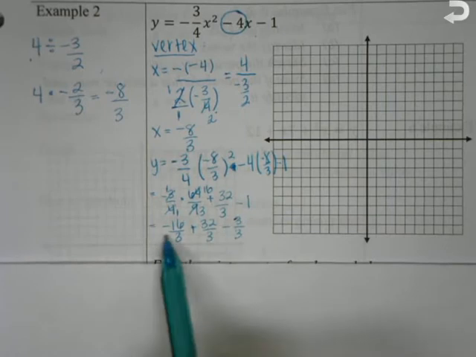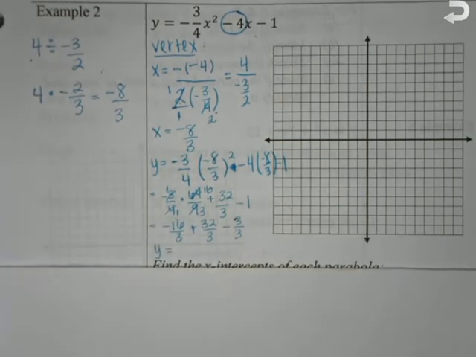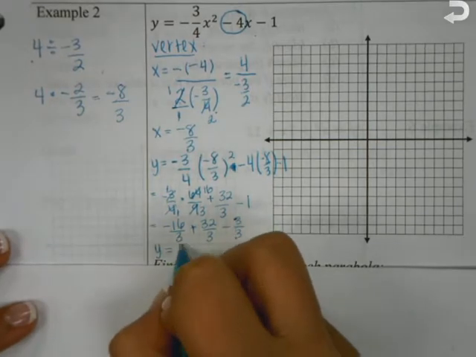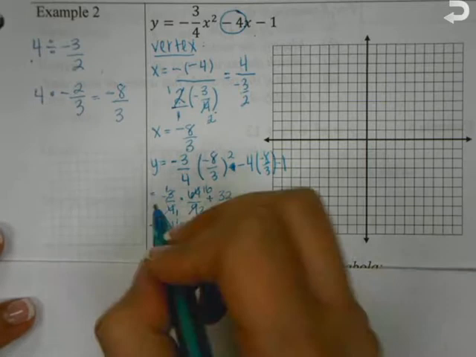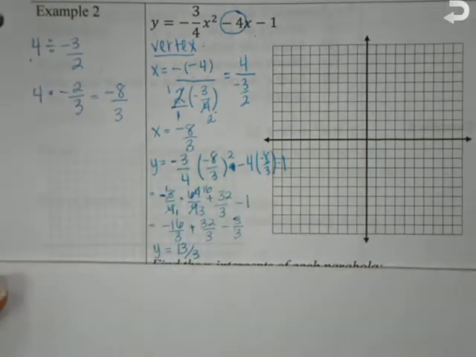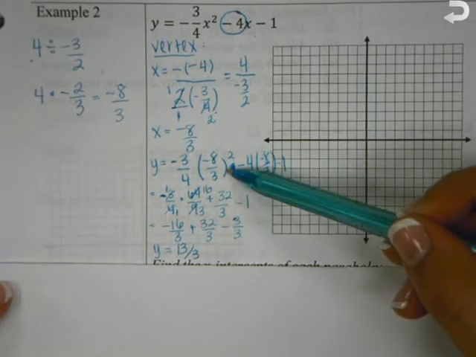-16/3 plus 32/3, minus 3/3 gives me 12. No. 13/3. Wait, that's still negative. Yeah, because we have a negative up here. But we're multiplying by a negative. This became a positive when we squared it. Oh, okay. Where did you get 13/3? So the vertex is -8/3, positive 13/3. That's my vertex.